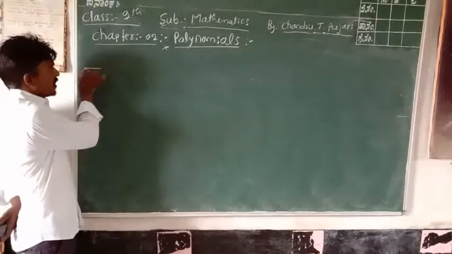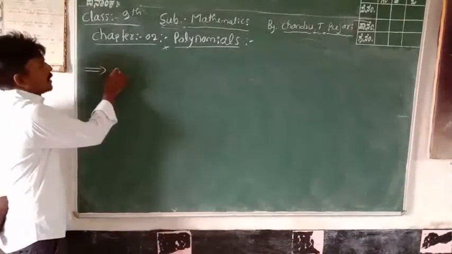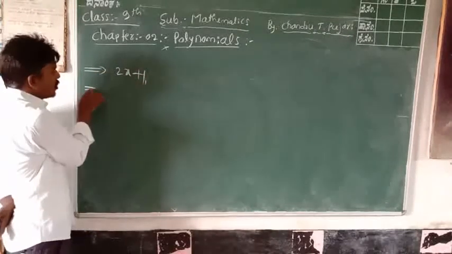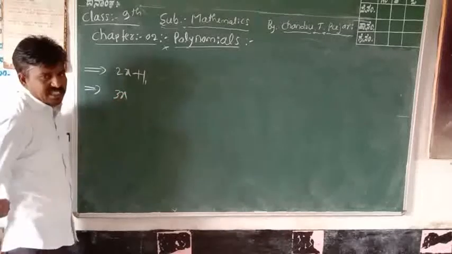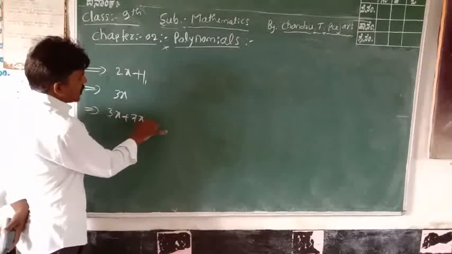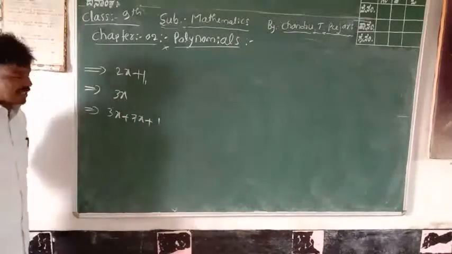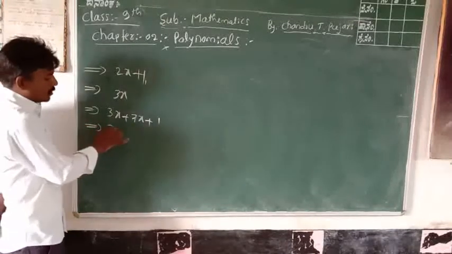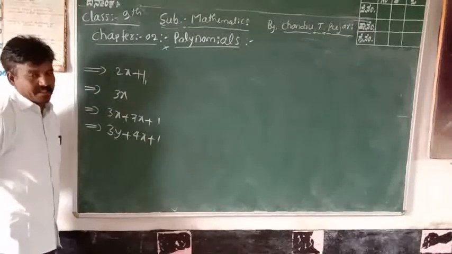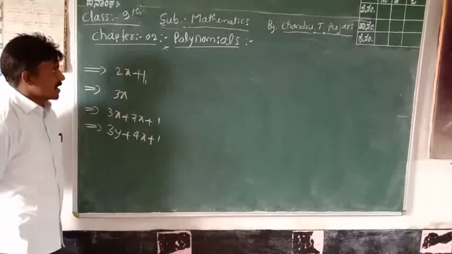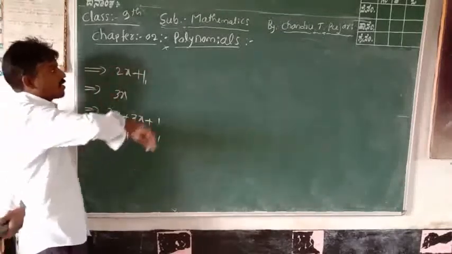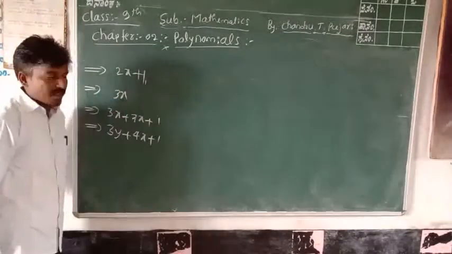For example, 2x plus 1 is an algebraic equation, and also only 3x is an algebraic equation. The next one, 3x plus 7x plus 1, is also an algebraic equation, and also 3y plus 4x plus 1. These are algebraic equations you studied in your previous class. Now compare algebraic equations with polynomials.